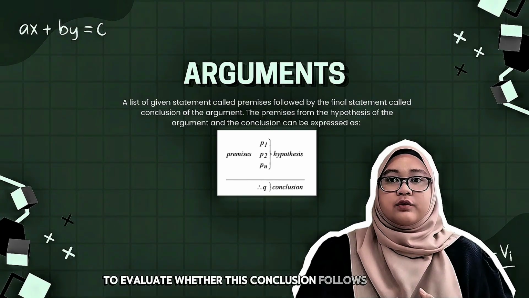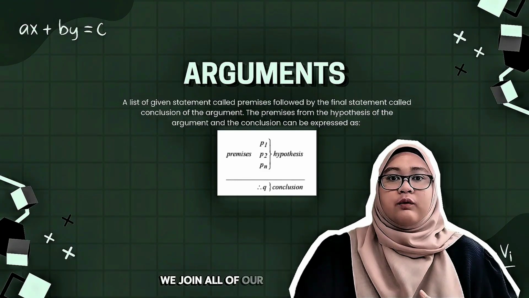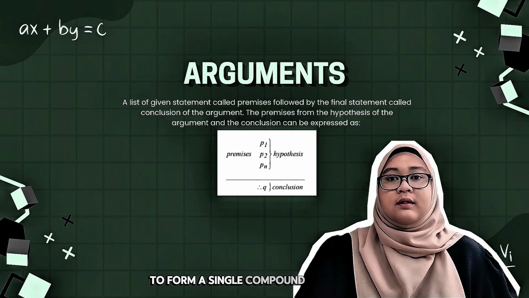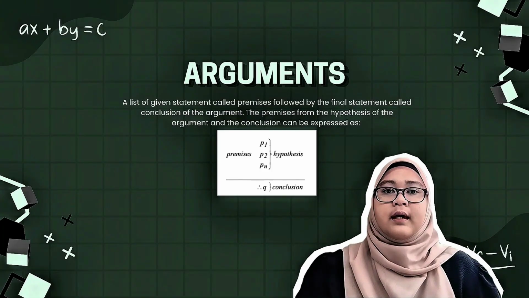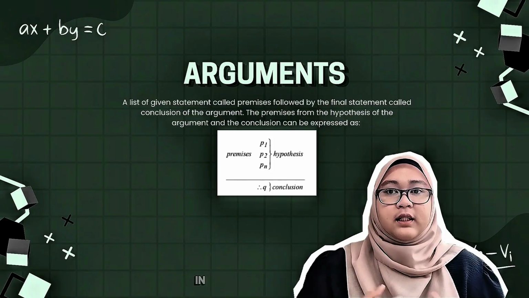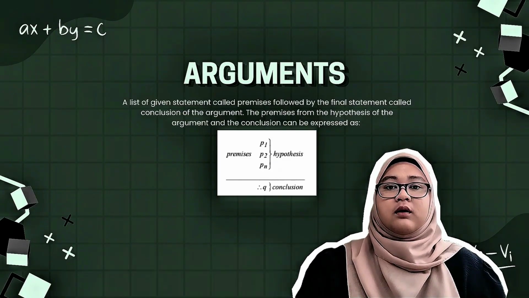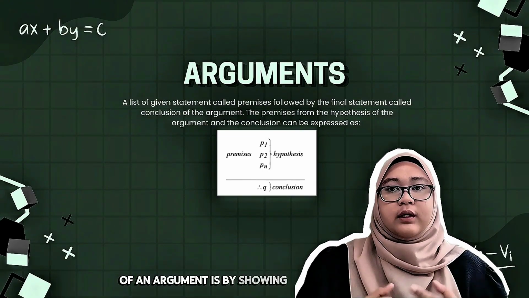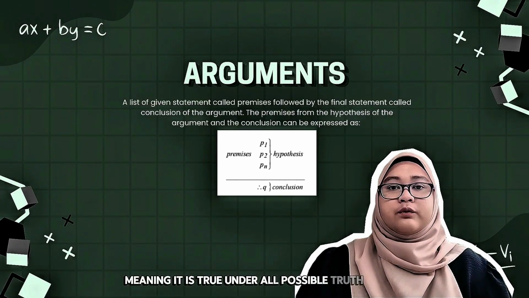To evaluate whether this conclusion follows logically, we set up a conditional implication. We join all of our premises together using the AND operator to form a single compound antecedent, which then points to our conclusion Q. An argument is declared valid if and only if whenever each of the individual premises in our hypothesis is true, the conclusion Q is guaranteed to be true as well. Therefore, one of the primary ways to prove the validity of an argument is by showing that this implication is a tautology, meaning it is true under all possible truth values.